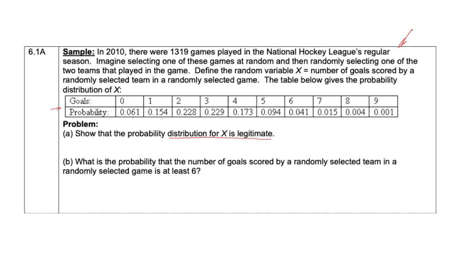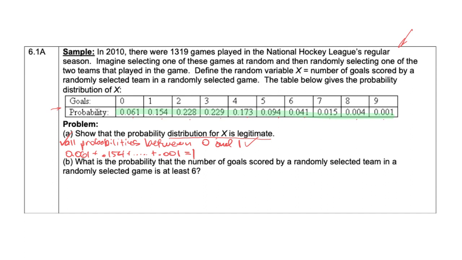Are all of these probabilities between 0 and 1? Yes. So check mark. And then we're going to add all of these together. Does that equal 1? They do equal 1, so we're good. It is a legitimate probability distribution.